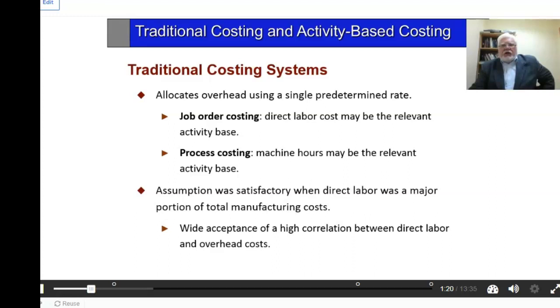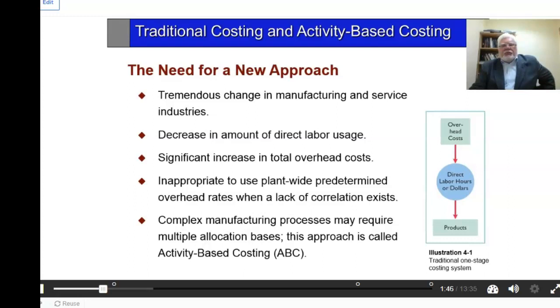service. But today, more and more it's becoming computerized, and direct labor costs are becoming a smaller part of the total cost to produce, whereas manufacturing overhead is becoming a much larger part. And so therefore we need a new approach because of these changes in manufacturing. Direct material usage has gone down, total overhead costs have gone up, so it's no longer appropriate to use just one overhead cost pool and one driver when you have a very complex manufacturing process. That kind of process would require multiple allocation bases, and that's what ABC is all about.